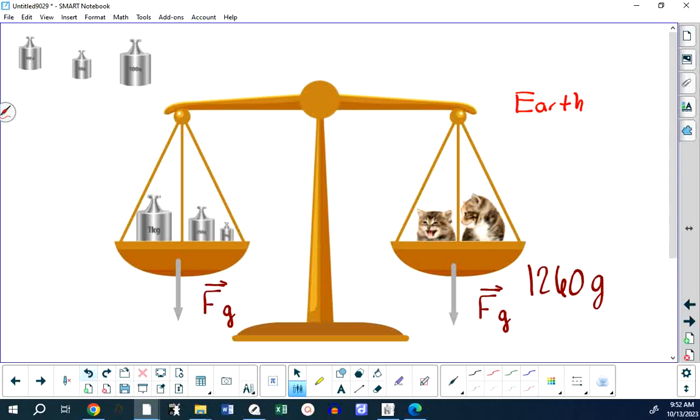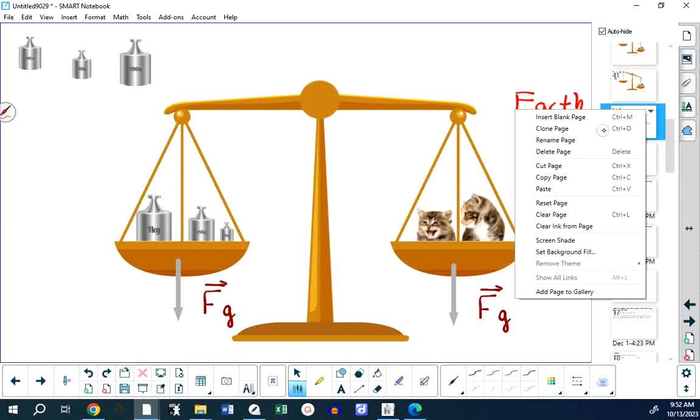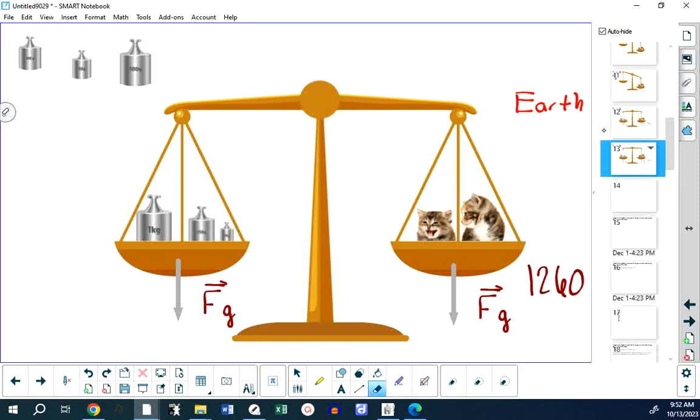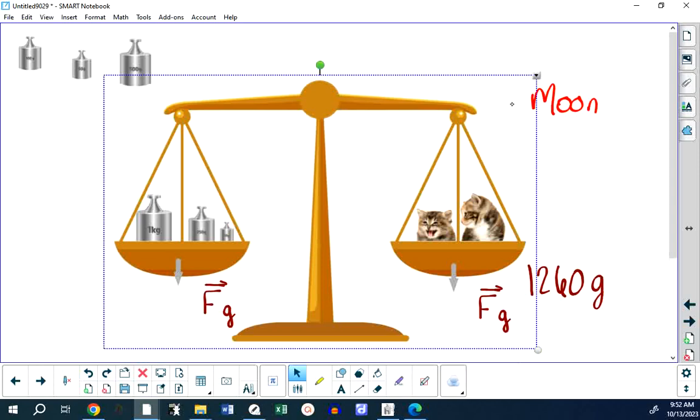So we go to the moon. Well, what happens? When you go to the moon, will this still be balanced? Yes, it will. This force of gravity is going to be quite small, but this force of gravity will be quite small as well. And the idea there is that it doesn't matter. We know that this is 1,260 grams. So whatever the force of gravity pulling on it, if it's balanced, is the force of gravity pulling on the kittens. Are you with me on the concept of a balance scale? Okay.